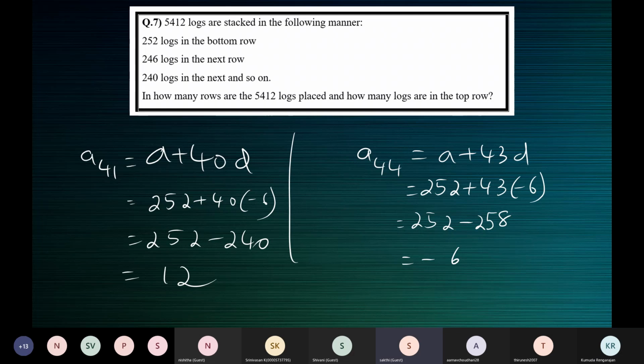Ma'am, 41 rows. 41 rows, not 41st. They are arranged in 41 rows. And how many logs are there in the top row? 12 logs. Which is the top row? The 41st row is the top row. The bottom row is the first row. The top row is the 41st row.